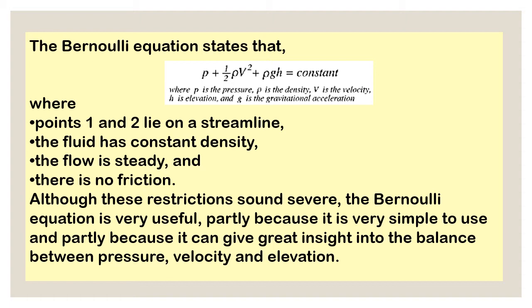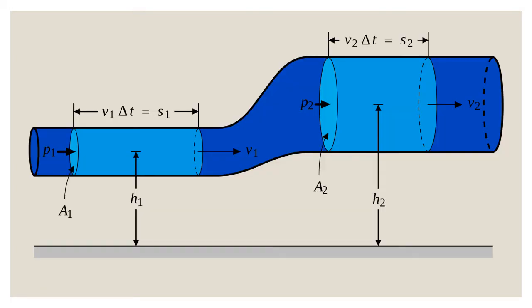As shown in the picture, we take two points, 1 and 2. They are on the streamline. The fluid has constant density, the flow is steady, and there is no friction. Although these restrictions sound weird, Bernoulli's equation is very useful, partly because it is very simple to use and partly because it can give great insight into the balance between the pressure, velocity and the elevation.